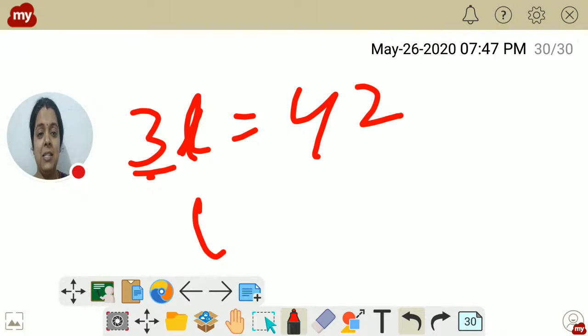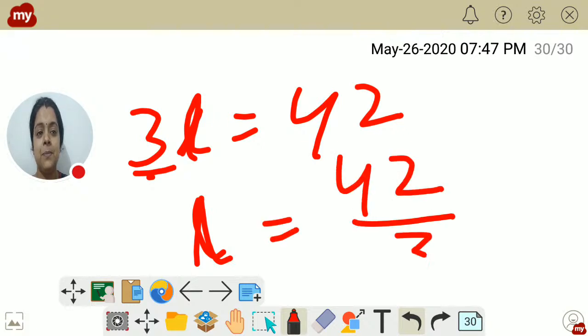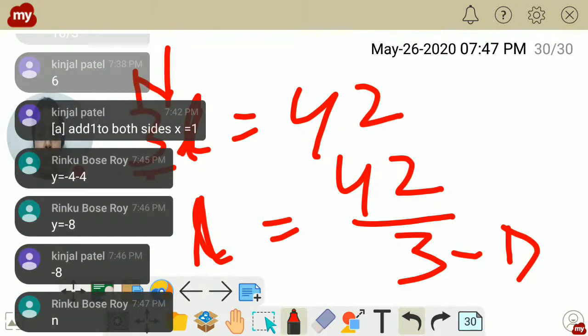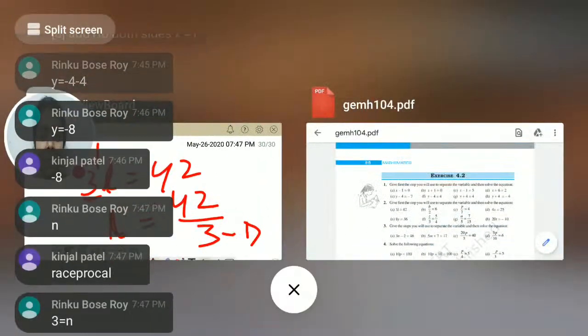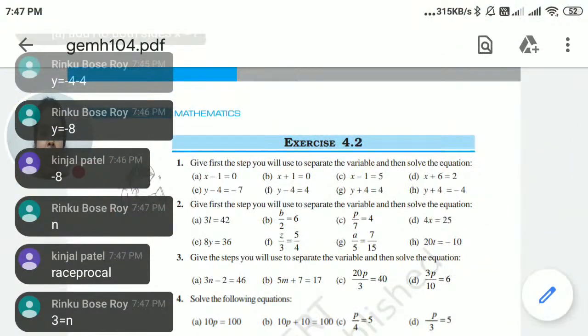So what will be the next step? The next step will be L is equal to 42 by 3. Because 3 was a numerator here, and now when it goes to the RHS, it will be the denominator, right? Is it n? Reciprocal. Very good. Very correct answer. It will be the reciprocal.